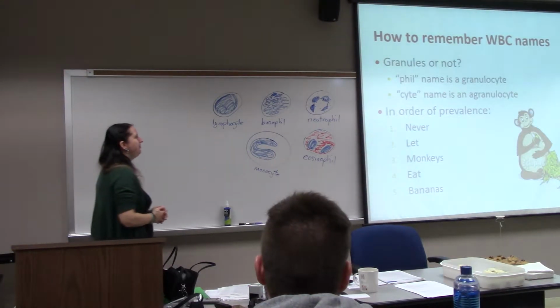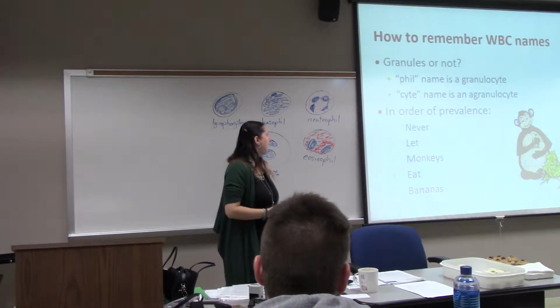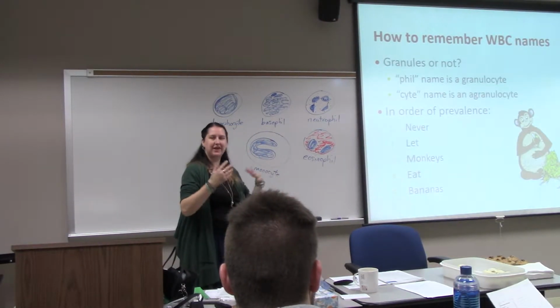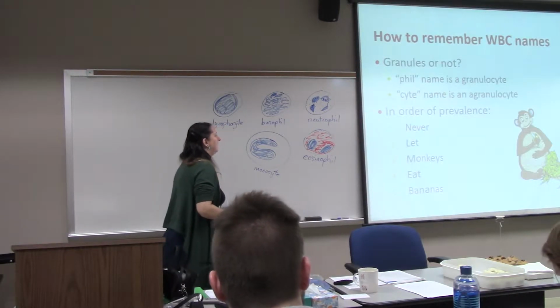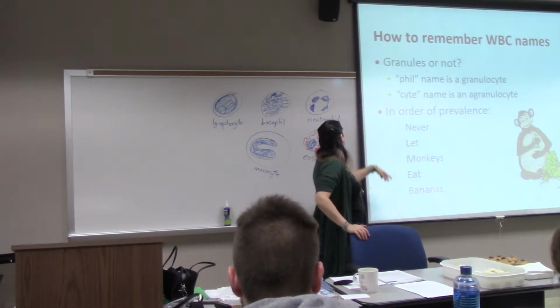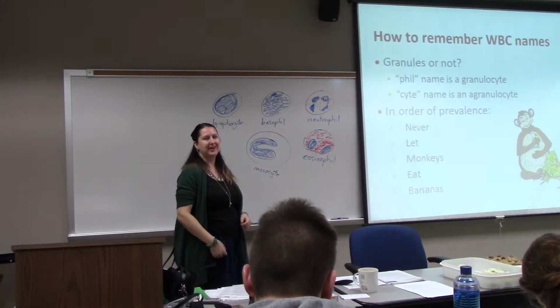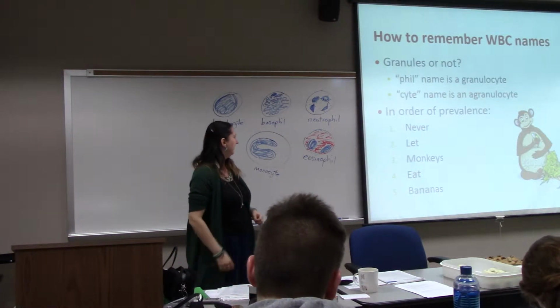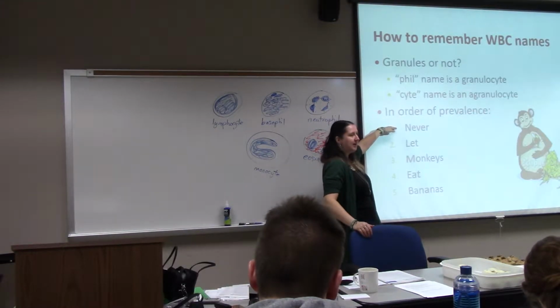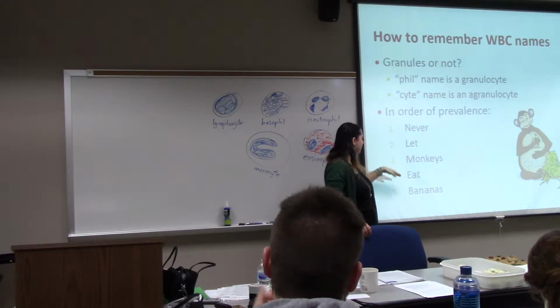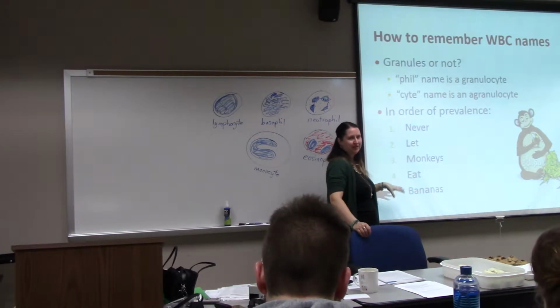So, some tips for remembering the white blood cell names. If it's Phil, it's a granulocyte. If it's cyte, it's an agranulocyte. And in order of prevalence, you can use the mnemonic, never let monkeys eat bananas. Neutrophils most common, lymphocytes second, monocytes third, then eosinophils and basophils at the bottom.